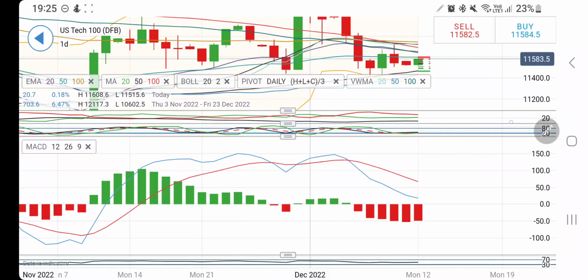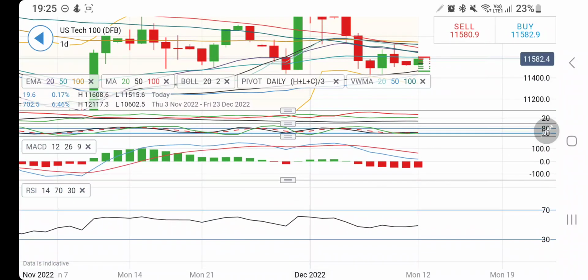Stochastic trading at bottom. The MACD is divergent and the RSI trading flat. Considering this, I will recommend you to sell at 11,520 and buy at 11,620 in between these 100 points. Do not trade Nasdaq 100.